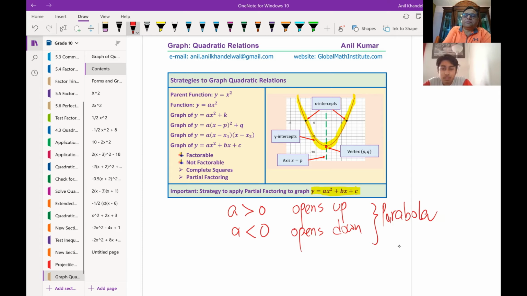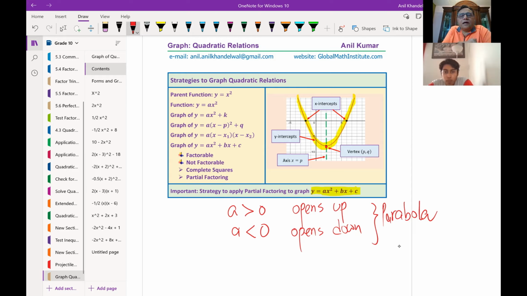Now the y-intercept is the point where the graph crosses the y-axis, and the x-intercepts are the points where the graph crosses the x-axis, correct? Yes, sir. So to sketch this parabola, we could sketch with these two x-intercepts, the vertex and the y-intercept.